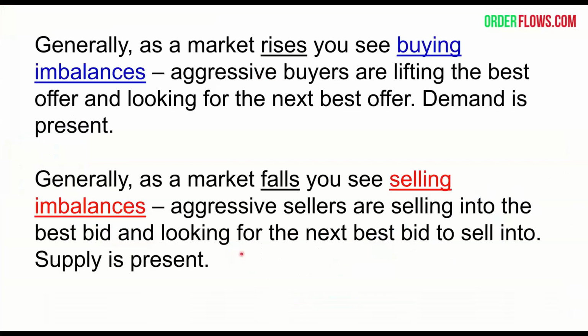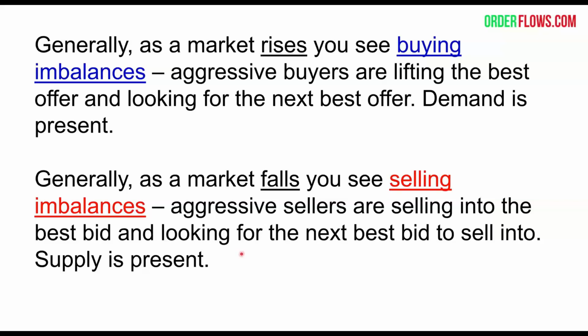Now, generally speaking, as markets rise, you see buying imbalances, right? Why? It's because aggressive buyers are lifting the best offer and looking for the next best offer. Demand is present. Generally, again, I say generally because it's not always the case. I mean, markets do go up on selling imbalances, but that means something else, okay? But generally, as a market falls, you see selling imbalances. Aggressive sellers are selling into the best bid and looking for the next best bid to sell into.